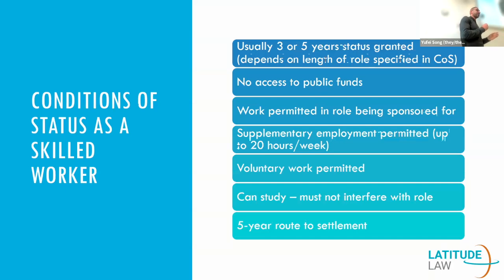So again, to use an example, a chef is on the skilled worker list. So if your main job is as an IT engineer, but you want to do some additional work for some additional income, you get yourself a job as a chef. That's on the skilled worker list, so that would satisfy the supplementary employment. But again, only up to 20 hours. Voluntary work is permitted and you can study, as long as it doesn't interfere with your main full-time job. And again, as I explained right at the start, after 5 years as a skilled worker, it can lead to settlement.